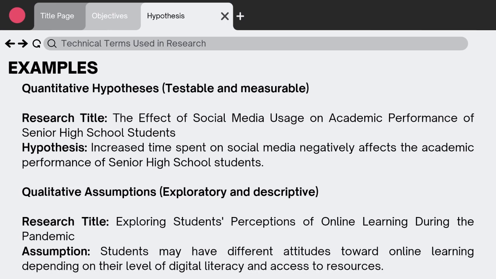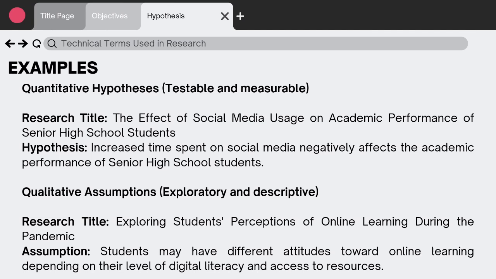For a quantitative hypothesis, it is testable and measurable. So the hypothesis could be: increased time spent on social media negatively affects academic performance. The researcher's prediction in this study is negative. So in their whole study, they would prove if it really negatively affects, or they will debunk the hypothesis, which means that social media positively affects academic performance. So that is for the quantitative hypothesis.